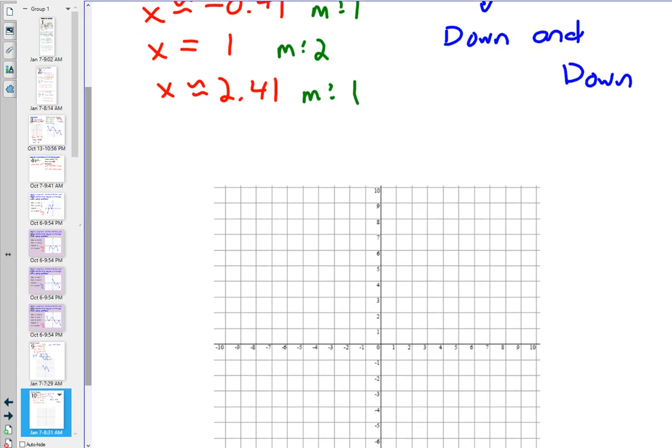Negative 0.41 is between 0 and negative 1. 1 is here. 2.41 is in between 2 and 3 somewhere. Just a sketch. Down and down means they're both facing down. The ones that have a multiplicity of 1 go straight through. The one that has a multiplicity of 2 bounces, and it also looks like an M.